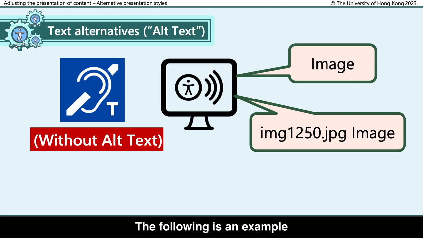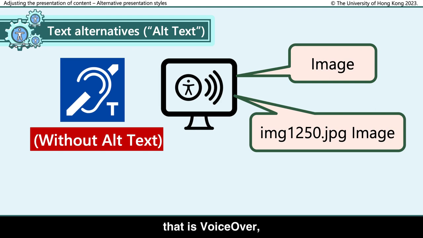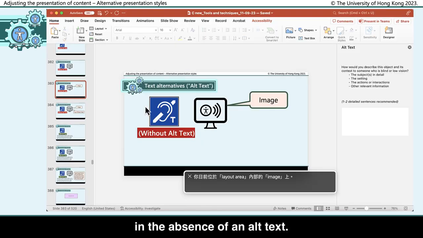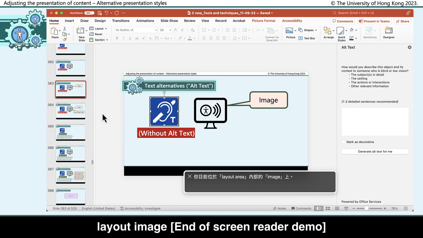The following is an example, showing how the built-in screen reader in Mac, that is VoiceOver, would read aloud the icon in the absence of an alt text. Tip 5. Image. Layout or image.